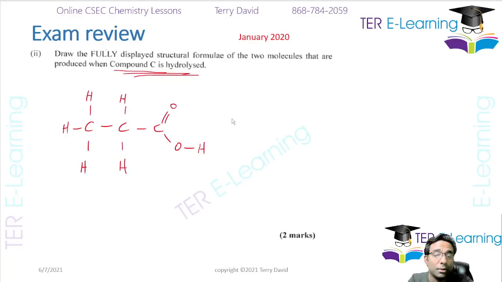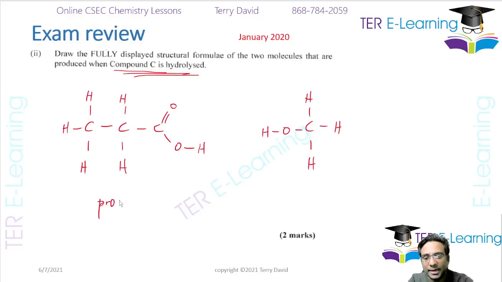They want the 2 products that we're going to get. The next one is the alcohol part, which only has 1 carbon atom. So this is O, this is H. This is my second organic molecule. This here is propanoic acid, and this here is methanol. So those are my 2 molecules that I'm going to get when I hydrolyze the ester.